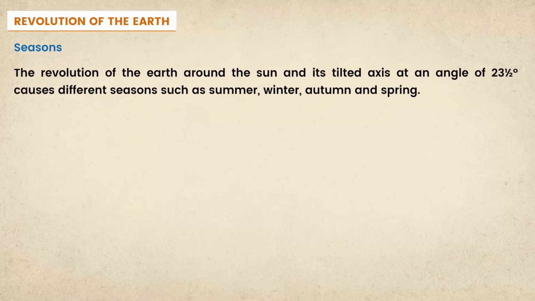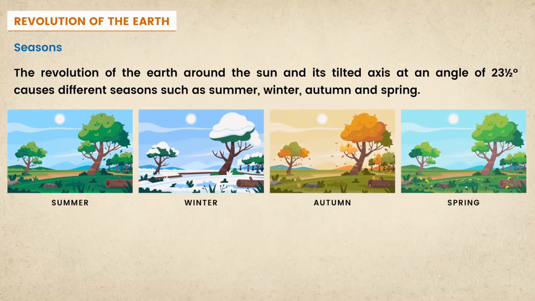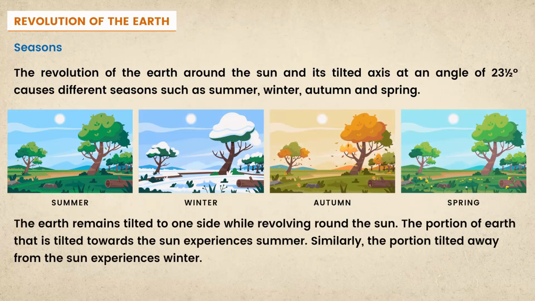Seasons. The revolution of the Earth around the Sun and its tilted axis at an angle of 23.5 degrees causes different seasons such as summer, winter, autumn and spring. The Earth remains tilted to one side while revolving round the Sun. The portion of Earth that is tilted towards the Sun experiences summer.